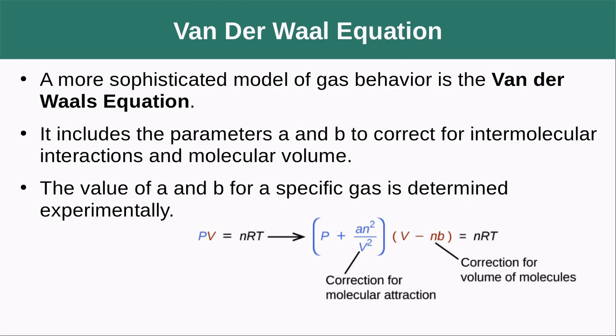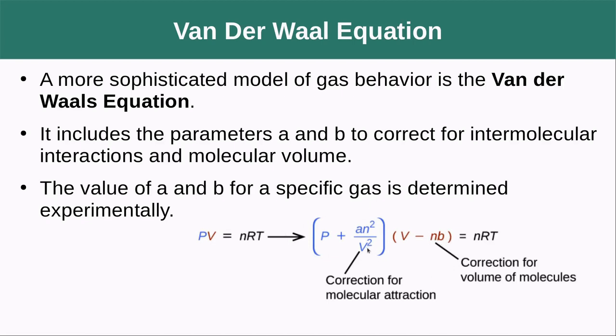Finally, we're going to talk just a little bit about the van der Waals equation. This is a more sophisticated model of gas behavior. It includes the parameters a and b to correct for intermolecular force interactions and molecular volume. The values of a and b for a specific gas can be determined experimentally. So we have this equation here. This is one of the so-called cubic equations of state for gases. There are a few of them, Dieterici's and the virial expansion and so on.